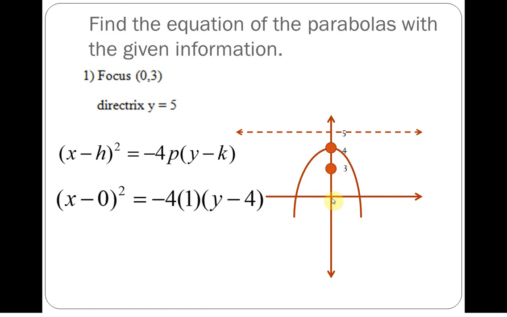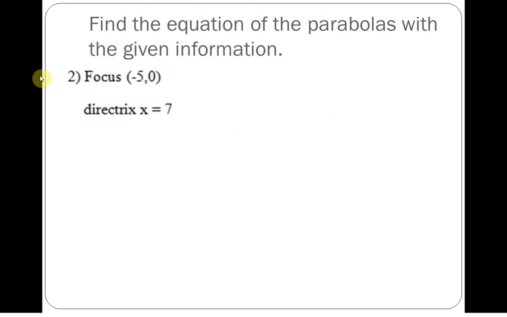We're plugging in 0, 4 into our equation. We know that it's going to be x squared because it's going down, and we are choosing negative 4p because it's going down. Clean it up. There you go. Boy, that's beautiful. So pretty. Let's do it again.